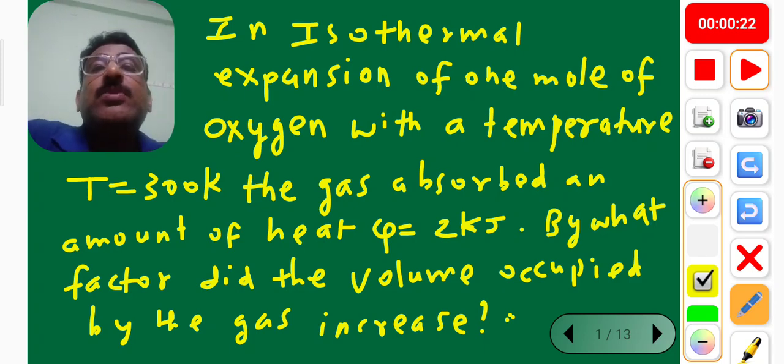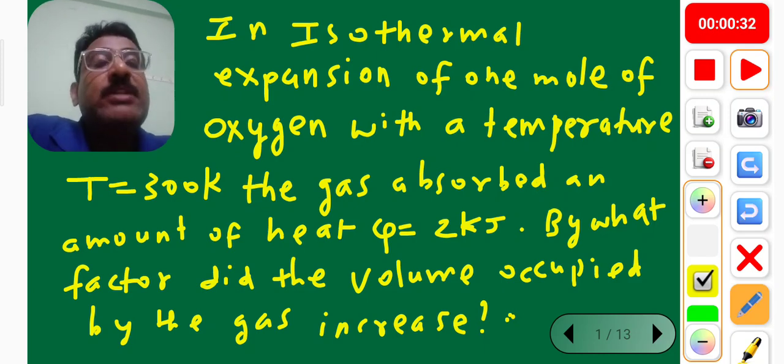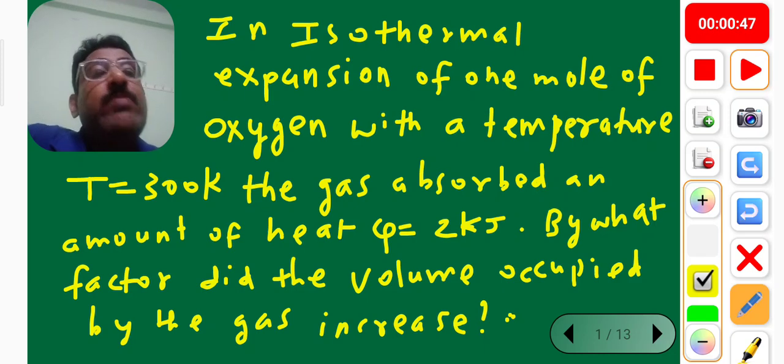So this is an isothermal expansion, and 1 mole of oxygen gas is at a temperature of 300 Kelvin, and the gas absorbed an amount of heat equal to 2 kilojoules. So by what factor did the volume occupied by the gas increase? How much does the volume increase, or what is the ratio of final volume to initial volume?